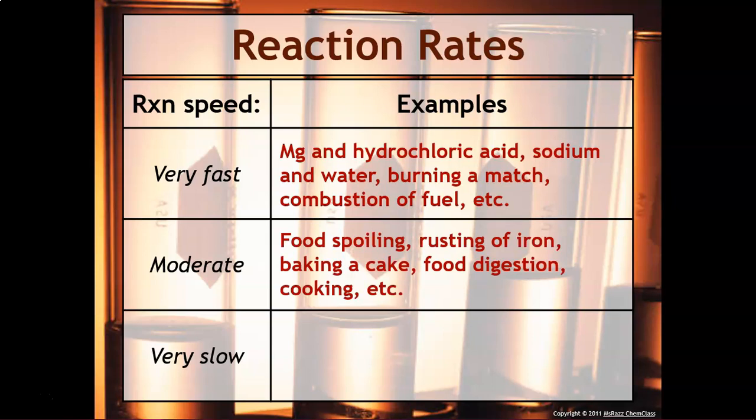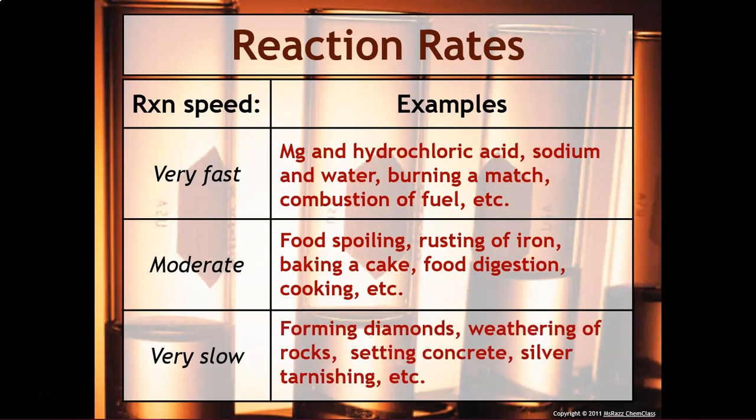Your moderate reactions are more like food spoiling, rusting of iron, baking a cake, food digestion, and cooking. And then the really slow reactions, such as forming diamonds, weathering of rocks, settling concrete, and silver tarnishing. If you went on to study chemistry in upper level science courses, you would learn more about some of the driving forces associated with why the rates of reactions are what they are. But for our purposes, I just wanted to show you some different examples of reactions that proceed very slow and very fast.